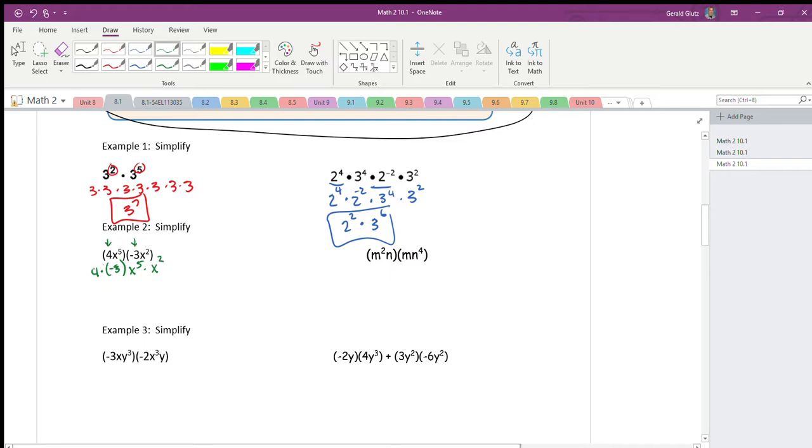Then I can just multiply from left to right. So 4 times negative 3 is negative 12. x to the 5th times x squared. Again, if we have the same base and we're multiplying them, we add the exponents. So that would be x to the 7th.